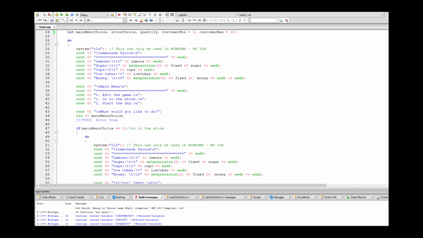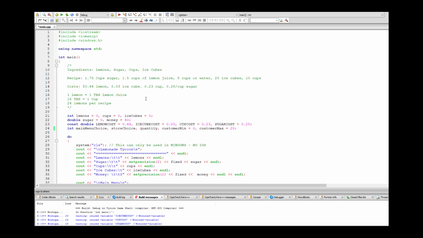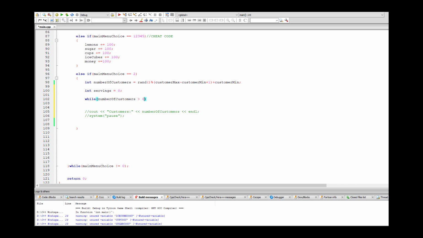So where is it here? So we said with our recipe, we have 4 cups of water, or 8 cups of water, plus ice cubes and everything. So about 10 cups of lemonade per jug. Okay, so int servings is equal to 0. Now what I'm going to do is say, as long as the number of customers is greater than 0. That means as long as there's someone wanting to buy the lemonade.